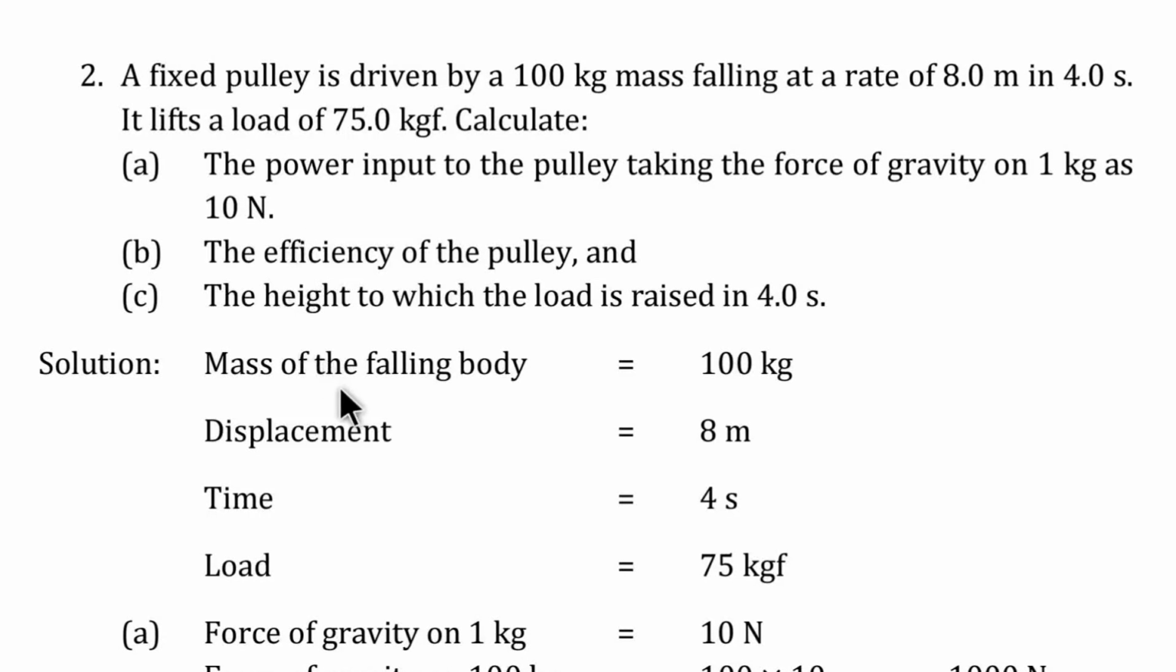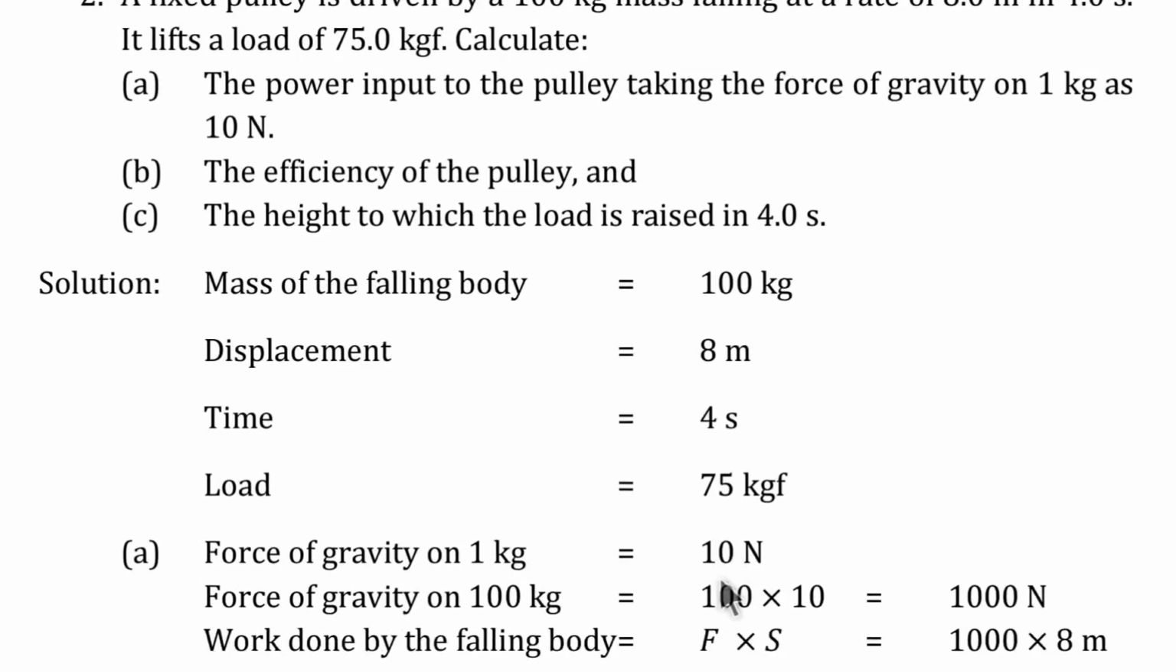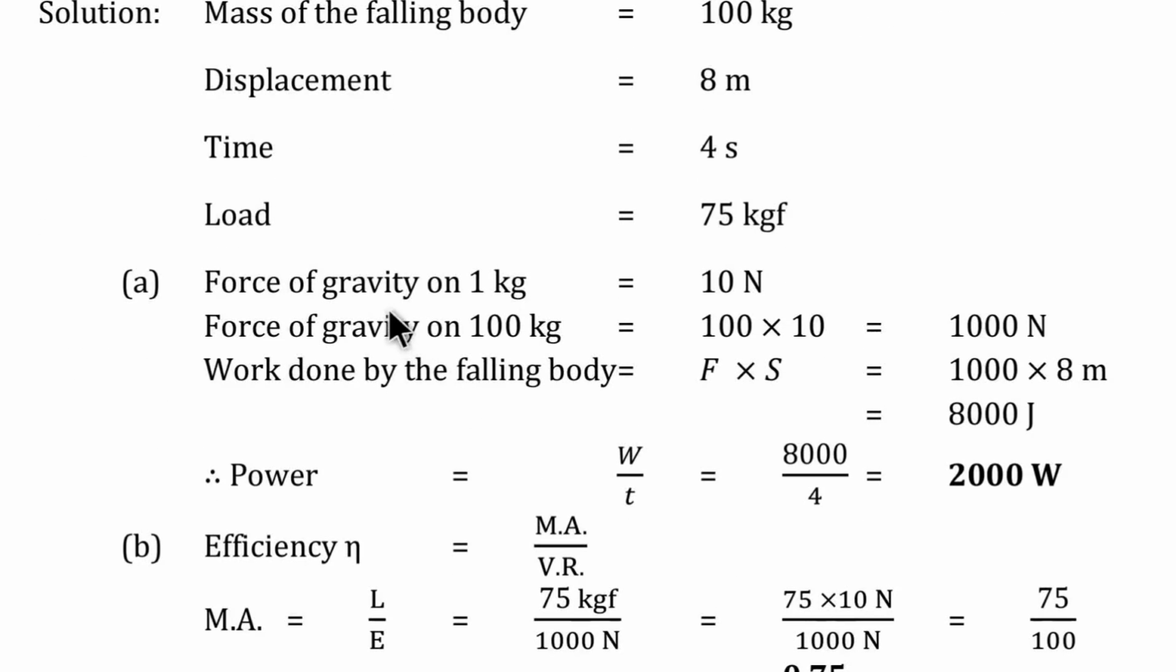So let's write what is given. Mass of the falling body is 100 kg. It falls at the rate of 8 meter in 4 seconds, means its displacement is 8 meter and the time taken is 4 seconds. And the load is given as 75 kgf. The force of gravity on 1 kg is 10 Newton, as given. And the force of gravity on 100 kg will be 100 into 10, that is 1000 Newton.